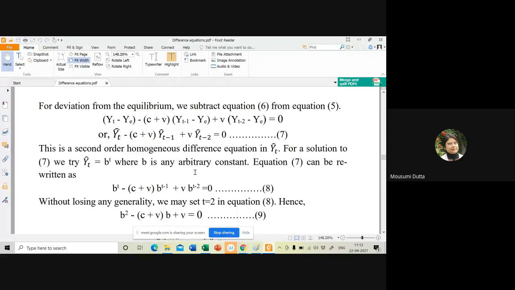We are starting the discussion which we should do after deriving the equilibrium income. As you know from Samuelson's model, here we will go for the hat operation. For the hat operation, we consider the difference of yt from the equilibrium. So we take the difference of yt, yt minus 1, yt minus 2 from ye. Ye is a fixed value, so from that we are taking the deviation. For deviation from the equilibrium, we subtract 6 from 5.